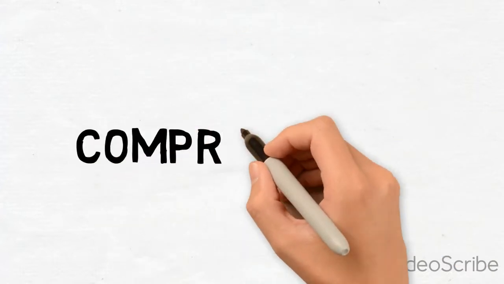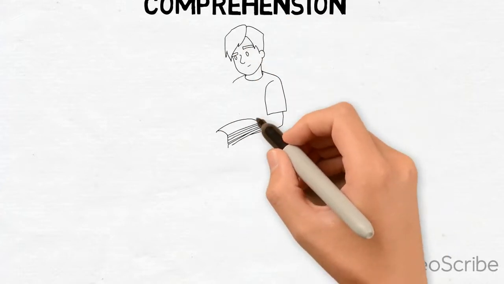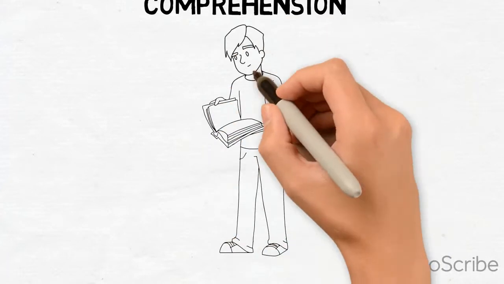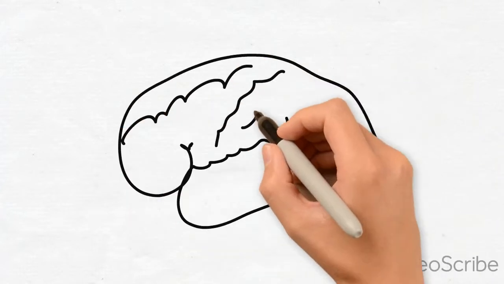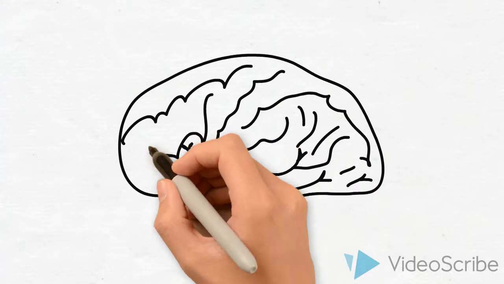Comprehension can be thought of as intentional thinking during which meaning is constructed through interactions between the text and the reader. The National Reading Panel analyzed data on reading comprehension and found three major themes. Firstly, reading comprehension is a process that occurs in the brain.